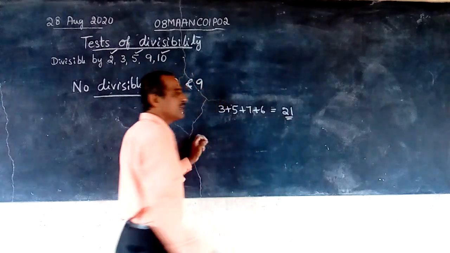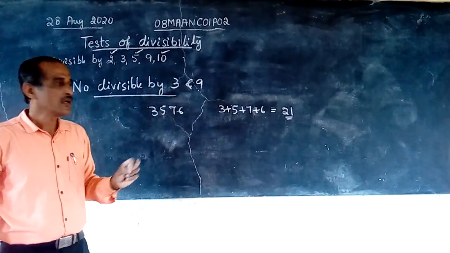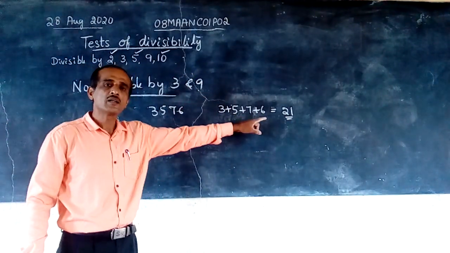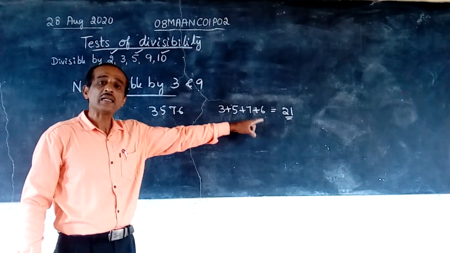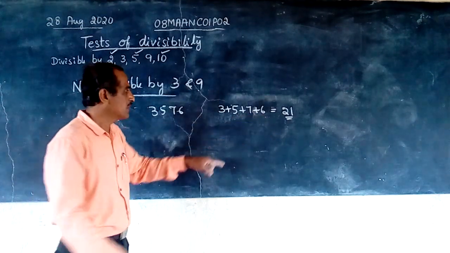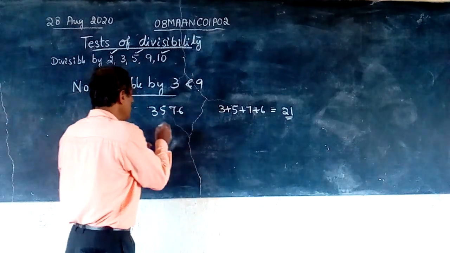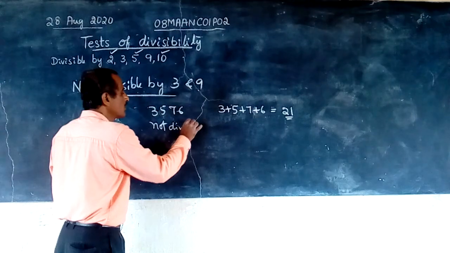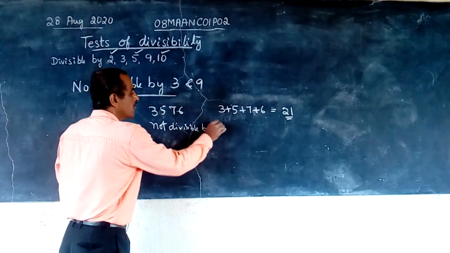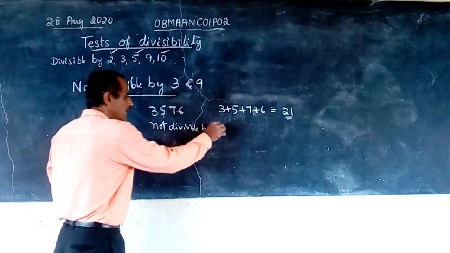Is 21 divisible by 9? Can you divide 21 by 9? No, you can't divide 21 by 9 completely. Therefore, this number is not divisible by 9. You can't divide it by 9.